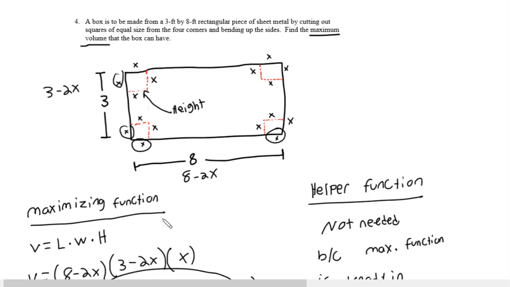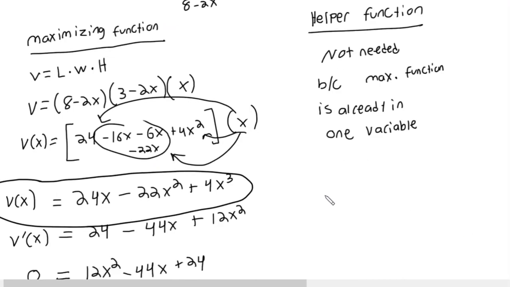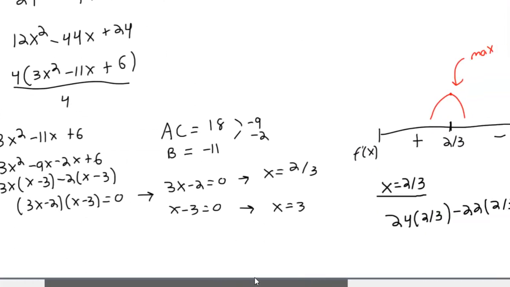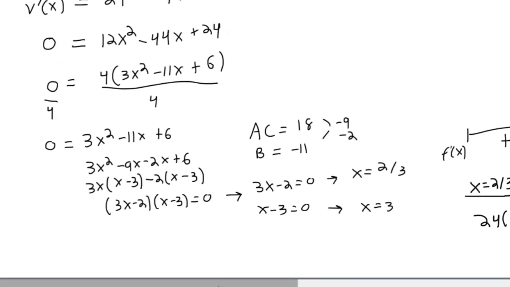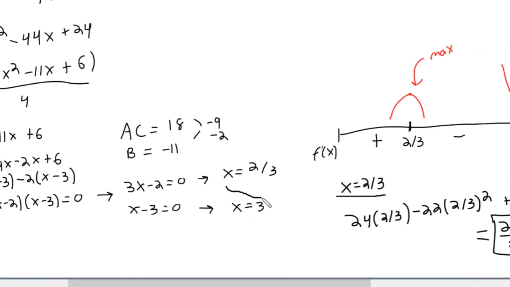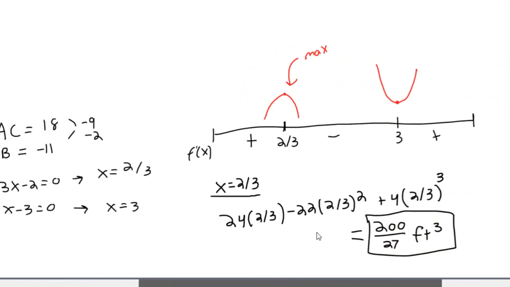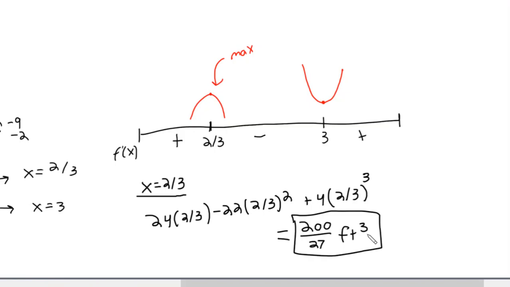So hopefully this example cleared some things up for you. I feel like this one and the last one were both pretty good examples. The last one was good for getting you into the rhythm of working with optimization problems, setting up a maximizing function and helper function, and it was quite easy. This one is definitely more involved and requires more thinking, especially when setting it up. You can't just stop when you have 2/3 and 3. You have to see which one is going to produce the maximum volume. We find it, plug it into our volume function, and we get the answer, 200 over 27 cubic feet.